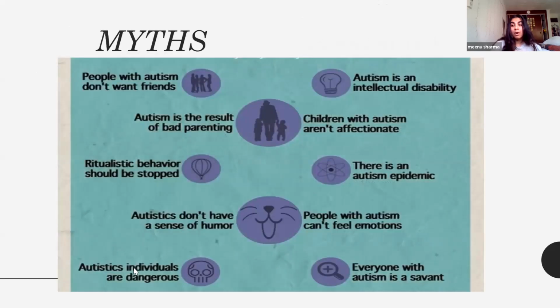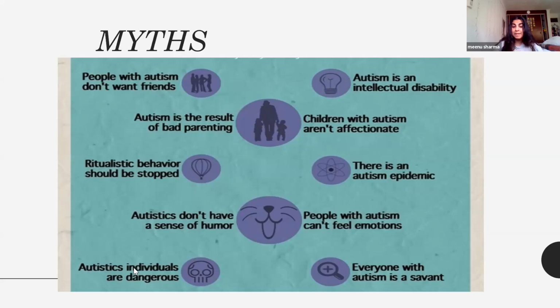Myths. Autism is an intellectual disability. No, autism is actually a developmental disability that can cause significant social communication and behavioral challenges, as my colleagues earlier stated. Children with autism aren't affectionate. Children with autism may be oversensitive to touch and mostly do not understand the purposes of affectionate acts such as hugging, but it does not mean that they're not affectionate.